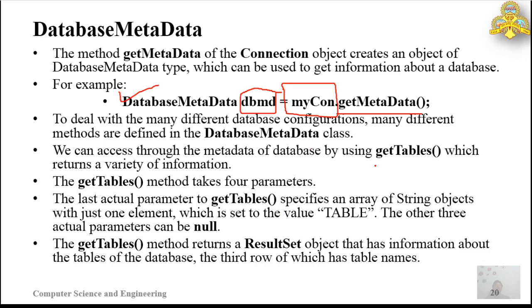In that, one method is getTables. getTables gives a list of tables existing in the database, and usually it takes 4 parameters. In that, the first 3 parameters can be null, and the fourth parameter will take the value "table", and this returns a ResultSet object. From that we can get a list of all the existing database table names, and usually it is stored in the third column of the result.